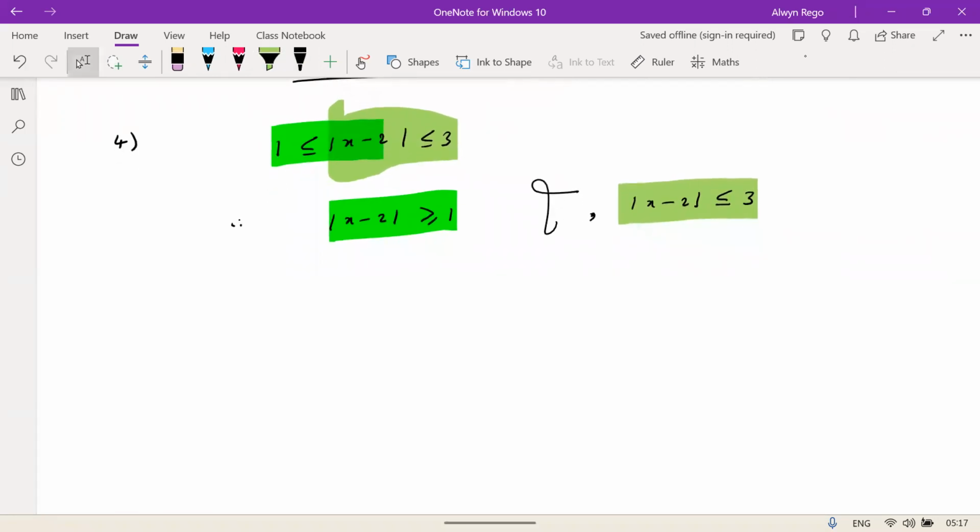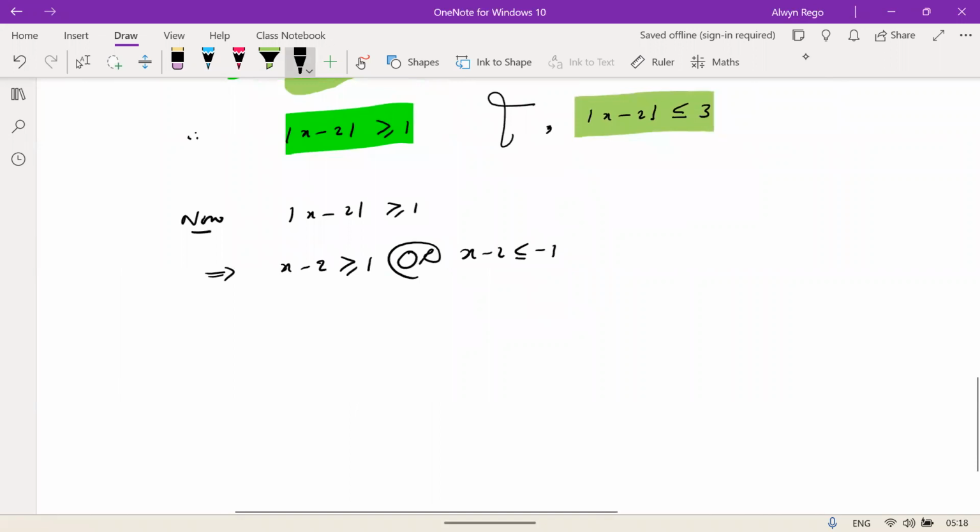Now, dealing with the first part, |x - 2| >= 1 implies either x - 2 >= 1, or x - 2 <= -1. Therefore, x >= 3, or x <= 1.